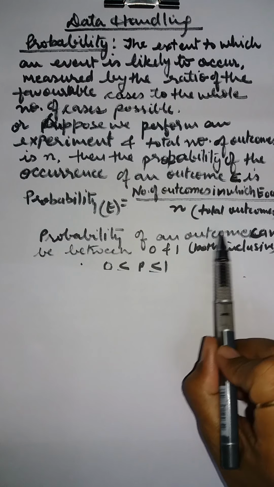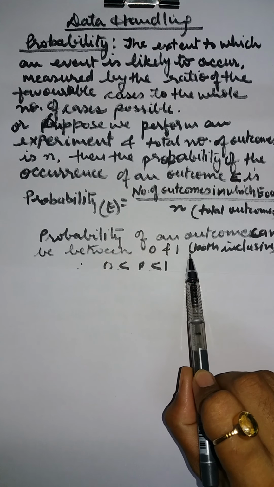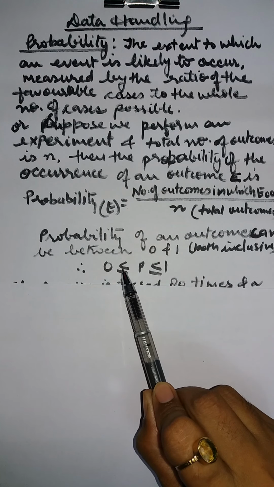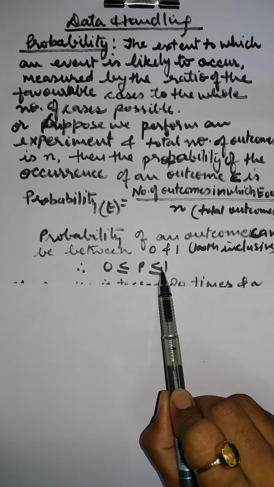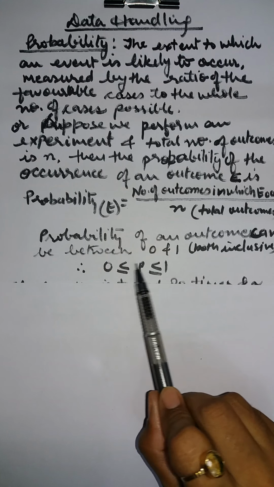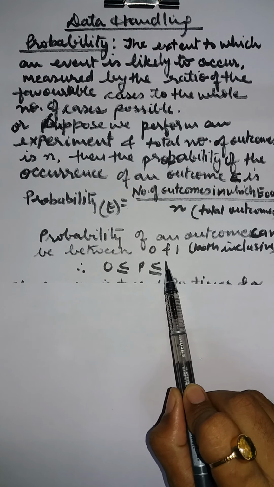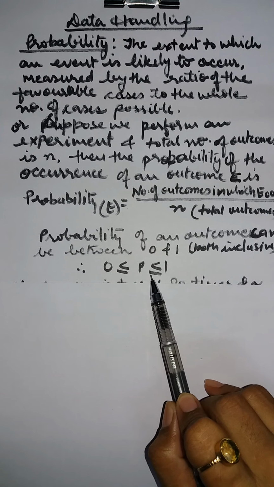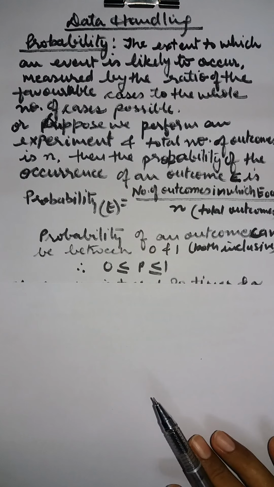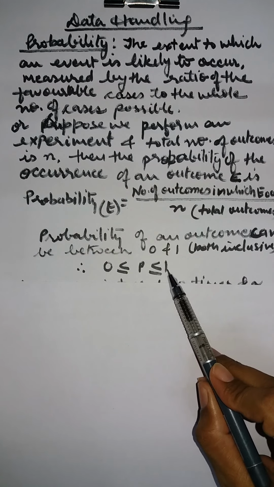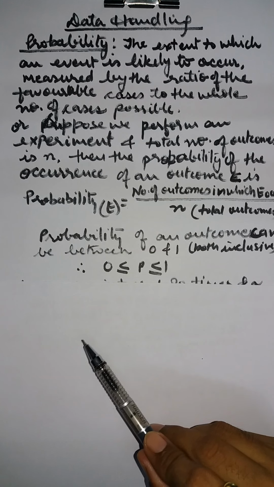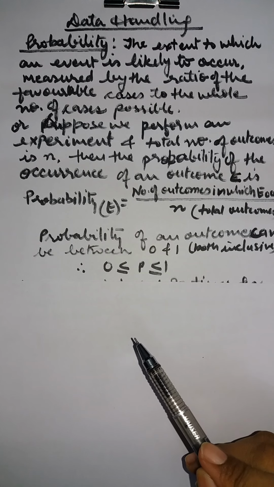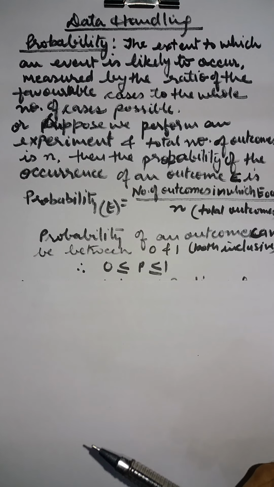Probability of an outcome can be between 0 and 1, both inclusive. That means it can be equal to 0 or more than 0, and it can be equal to 1 or less than 1. Now what is this? If an event is sure, that means 1. If it is an even chance, that means 1 by 2 or half. And if there is no chance of that event happening, that means impossible, that is 0.